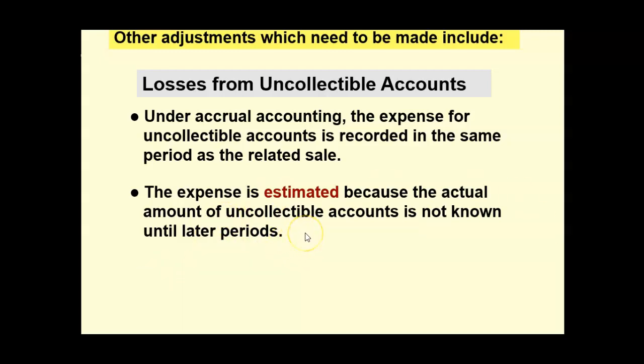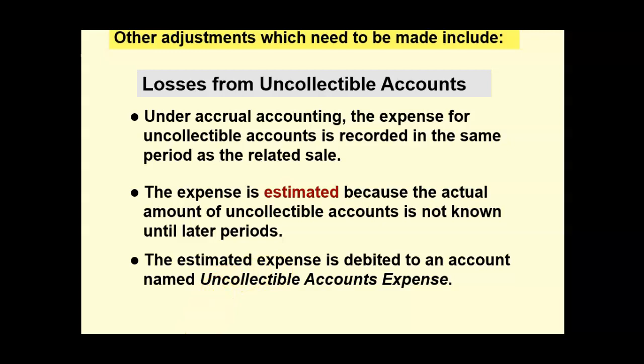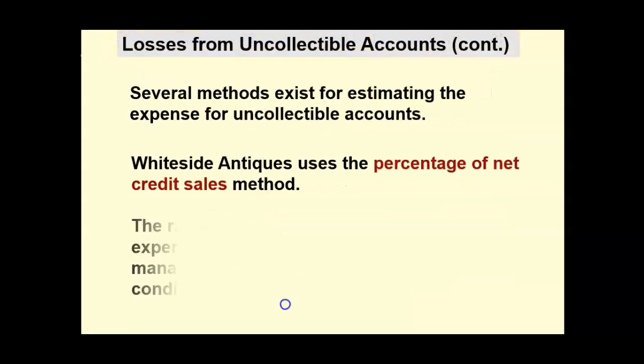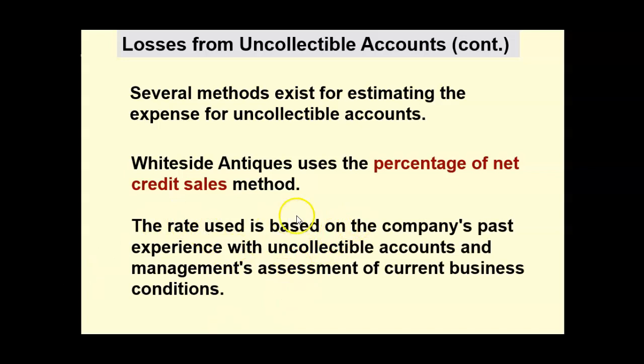So what we're saying here, if I look at all of our sales, say for 2019, we're going to ask ourselves, what portion of those sales do we expect are going to become uncollectible? And once we have that amount, we're going to debit a new account title known as uncollectible accounts expense. Now again, this amount is just an estimation. We're going to estimate the expense based upon historical information.